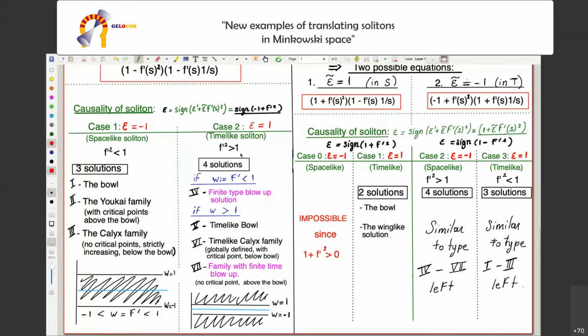And in the case of time-like solitons, we have to have that f prime squared is bigger than 1. So we get 4 solutions. We get 1 finite type blow-up solution in the case where f prime is smaller than 1. And again, we get 3 solutions. The time-like ball above, which is a unique entire solution, and 2 families of solutions, a family which is below the ball, which is globally defined and has critical points, and a family which is above the ball with finite type blow-up. So we have 4 solutions, I said, but actually we have only 3, because these 2 solutions we can glue together. I'm going to explain that in a bit.